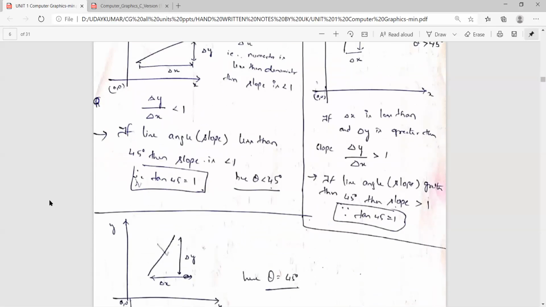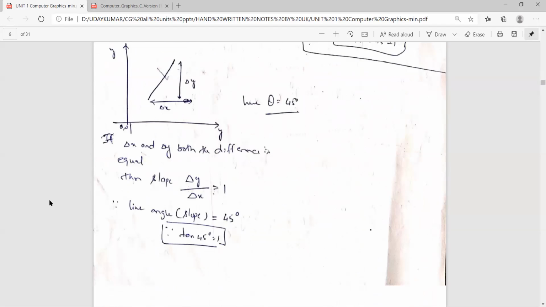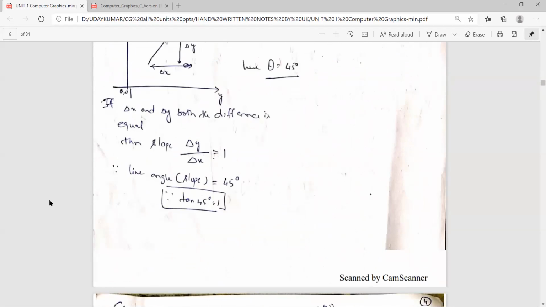Similarly, if the line is exactly at 45 degrees with respect to the origin, then we have to take the slope value as equal to 1. So what is the slope? It is dy by dx, so delta y by delta x. Delta y indicates the difference of y coordinates, by the difference of x coordinates. Okay, these are the 3 different cases for calculating the slope.